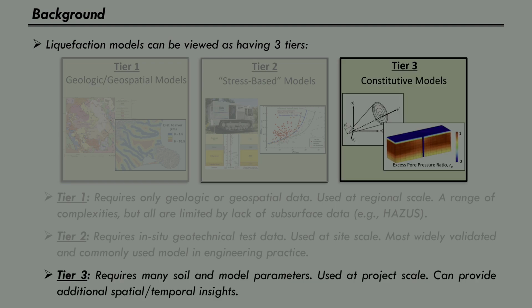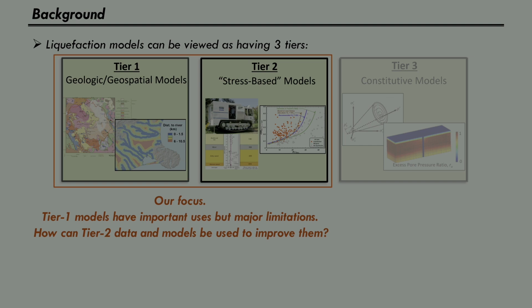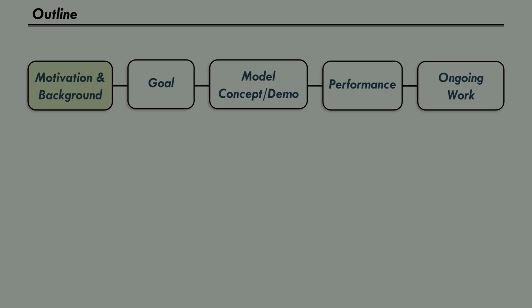Tier 3 would be our constitutive models used with numerical methods. These could provide some additional insights spatially, temporally. This is not our focus. We're going to be looking at the intersection of Tier 1 and Tier 2. I'm going to argue in just a moment that there's a few major limitations with our current regional scale models. And so our question is, how can Tier 2 data and Tier 2 models be used to address those limitations?